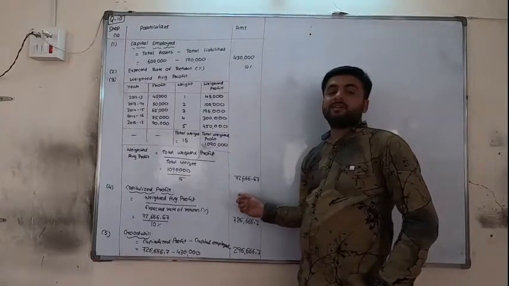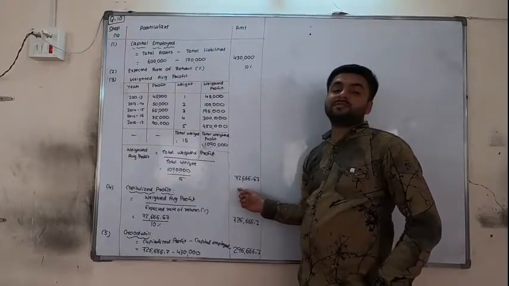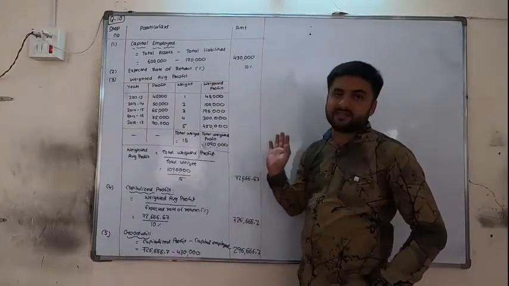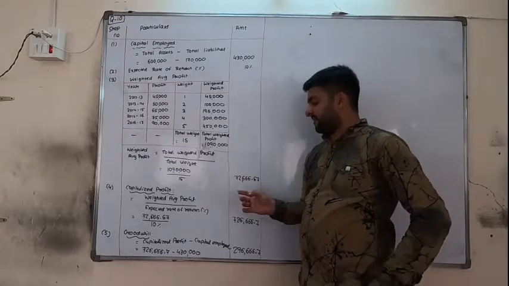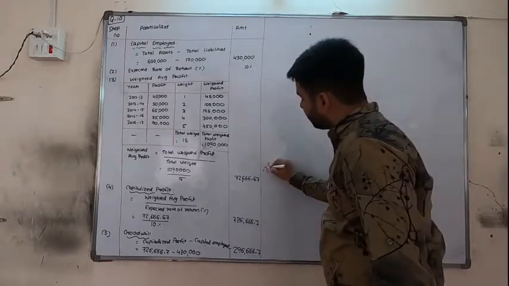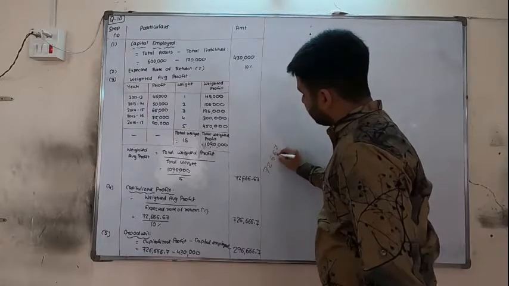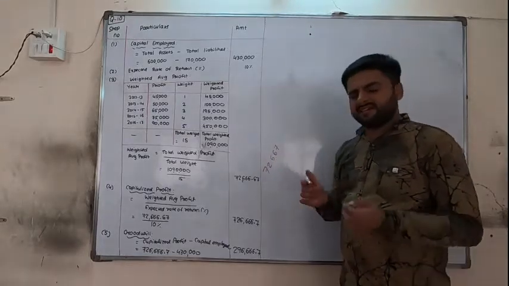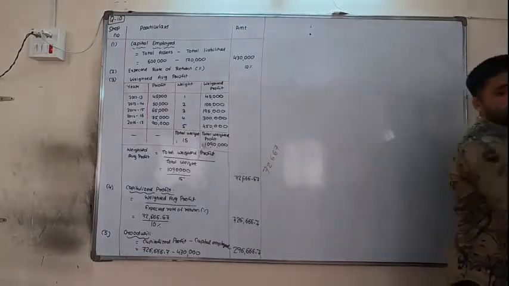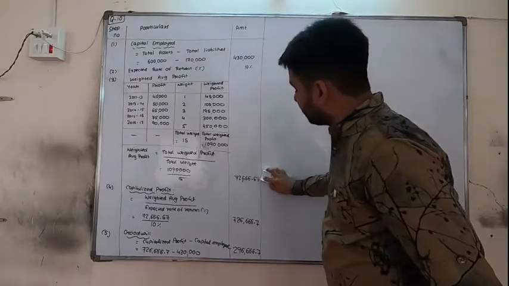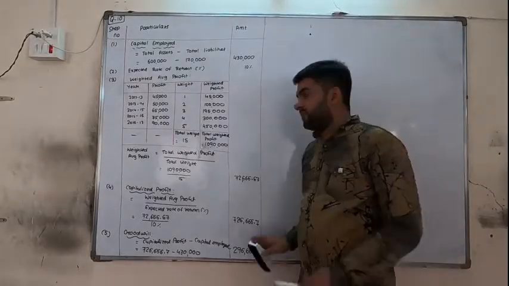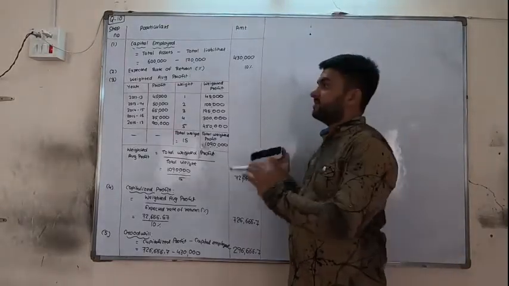In the book sometimes they are rounding off. From here itself they are rounding: 72,666.666 is there, so directly they are writing 72,000. Sometimes they write 72,667. That is also possible. Only a slight change will come in the last answer, but we don't require that. We have what we have. Okay, so this is the thing.